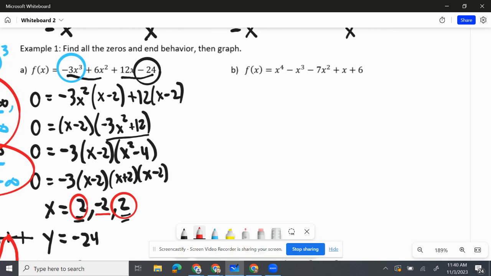So for this one right here, we're going to look at synthetic division. First thing I want to do is find all my possibilities. So x equals ±1, ±2, ±3, and ±6.